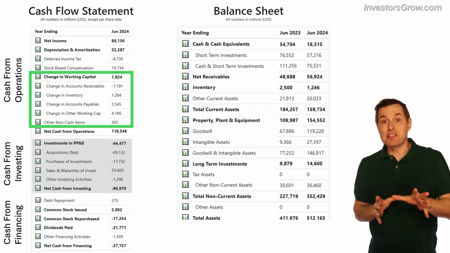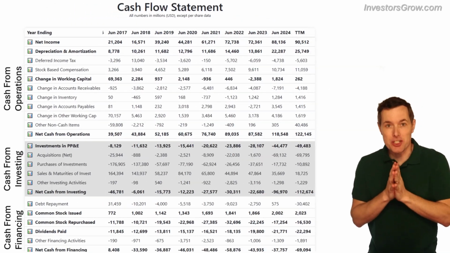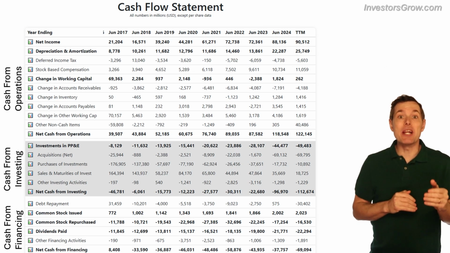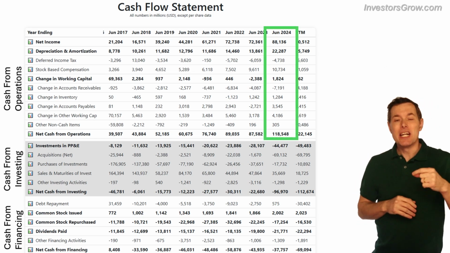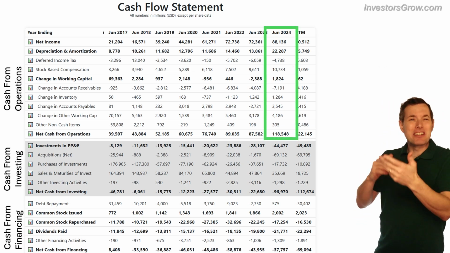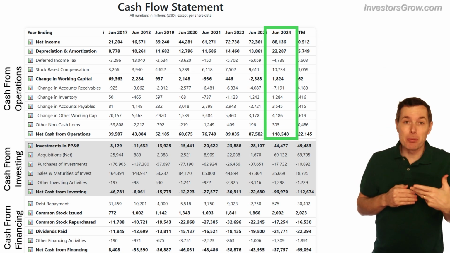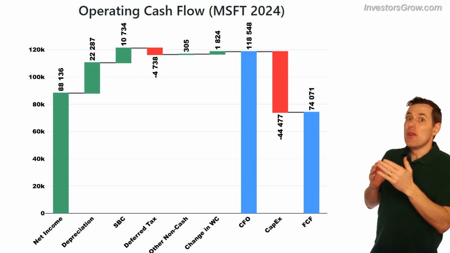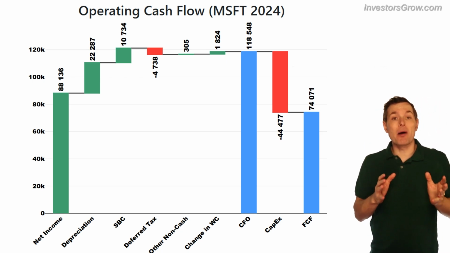Okay, now to get a better understanding of the entire cash flow from operations section, let's jump back to our entire cash flow statement, and we're going to zoom in on the most recent fiscal year. Now, instead of doing it here on a table like this, I think it's simpler if we jump over to the Investors Grow website and look at this same exact information, but this time in a waterfall chart.